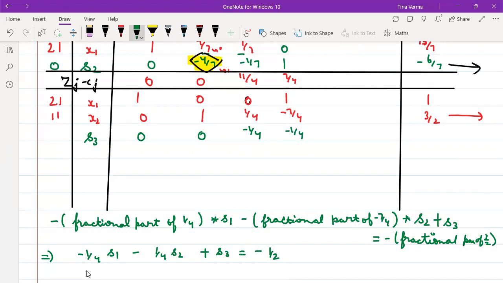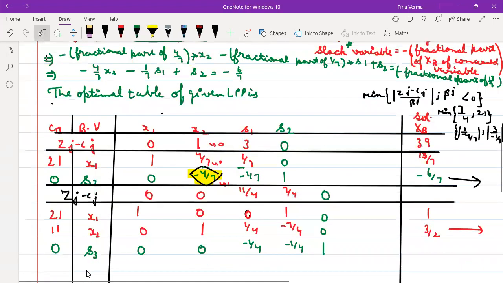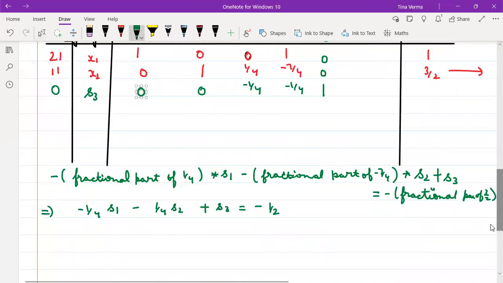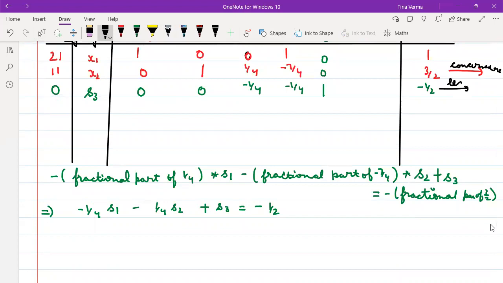Now we have introduced one more variable S3. Its entry here is 1, here 0, here 0. Because your S3 is basic, what will ZJ minus CJ be? 0. The cost coefficient obviously for your slack variable will be 0. Okay? And on the right hand side, what will it be? This will be -1/2. Is this optimal? No. That means it is not feasible. So that was my concerned row, or this will be my leaving row.